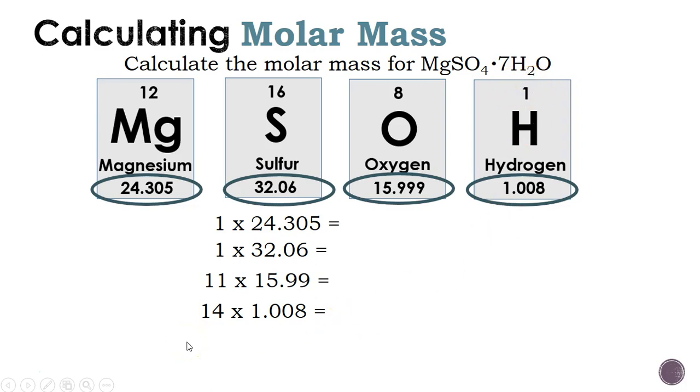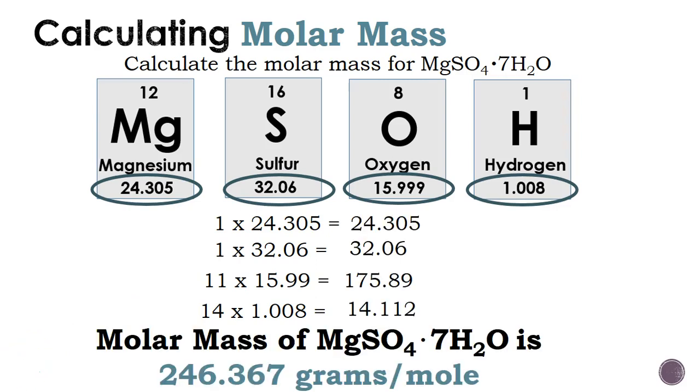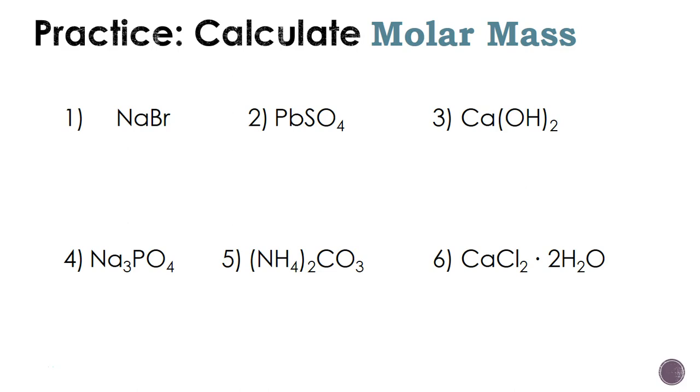So pause the video and try to get a total molar mass for this compound. When you multiply each of the atoms by its molar mass, you get a final molar mass of this entire hydrate as 246.367 grams per every mole. Now let's try some practice problems.